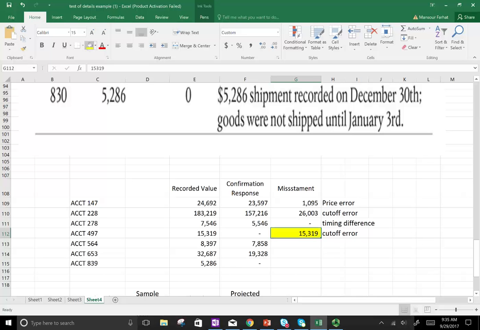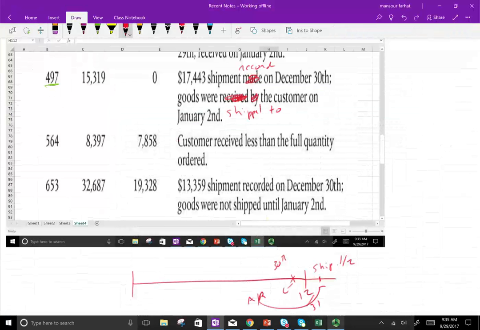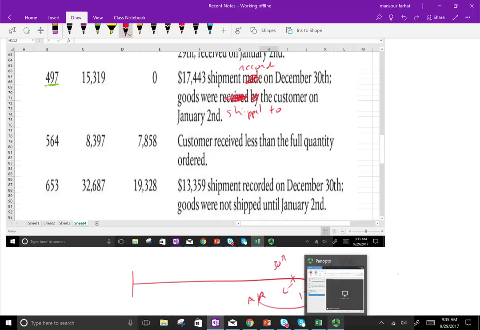But notice, this is the second cutoff error, and this should start to raise a red flag, because this is just a sample, and we already found two errors in cutoff, and cutoff is important. Let's look at account number 564. The recorded amount is 8,397. The customer says we only owe you as of December 31st 7,858. Do we need to look into it? Of course we need to look into it.